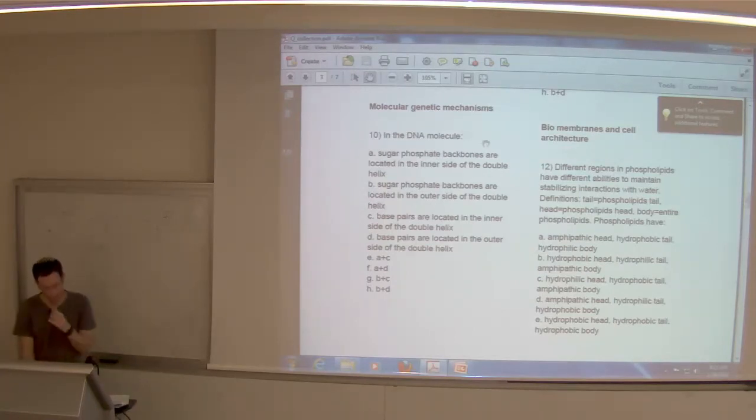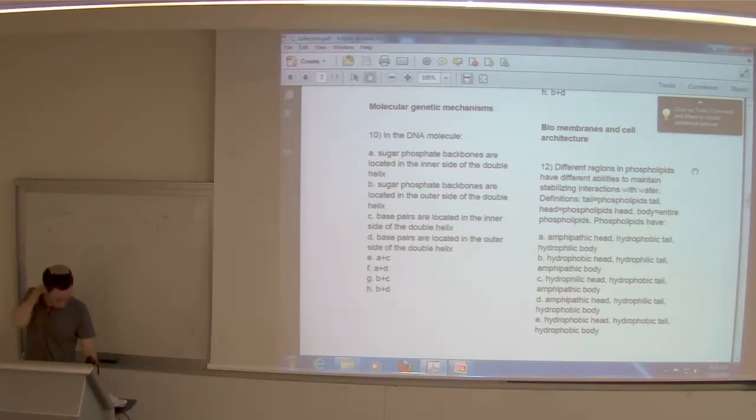Two regions in phospholipids have different characteristics to maintain stabilizing interactions with water. Definition: a phospholipid has a head, a tail, and a body. Phospholipid head: amphipathic head, hydrophobic tail. Okay, let's stop on it.